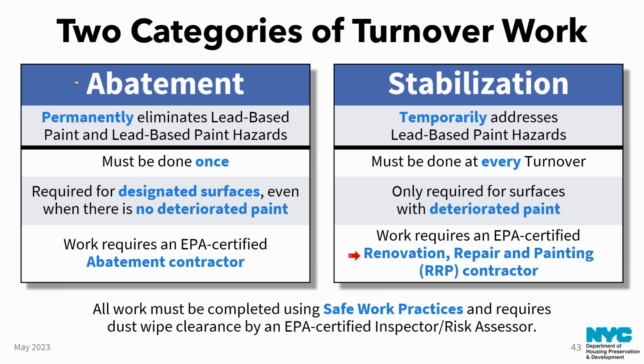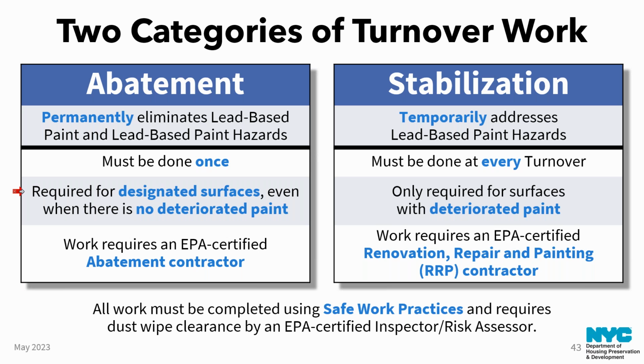The other kind of work required at turnover is abatement. This is the work that's required for your door and window friction surfaces. Abatement is defined as practices that permanently eliminate lead-based paint or lead-based paint hazards. And so this abatement must be done only once. Local Law 1 took effect in 2004, and so this abatement of door and window friction surfaces is intended to be a permanent solution. That means it only should have been done, or needs to have been done, once after 2004. So for any units where it hasn't been done yet, it should be done at the next vacancy. And this is required, again, for door and window friction surfaces, even if those surfaces don't have any deteriorated paint.